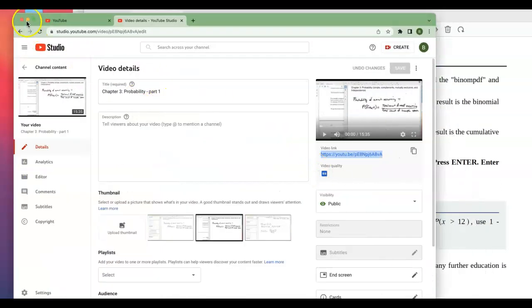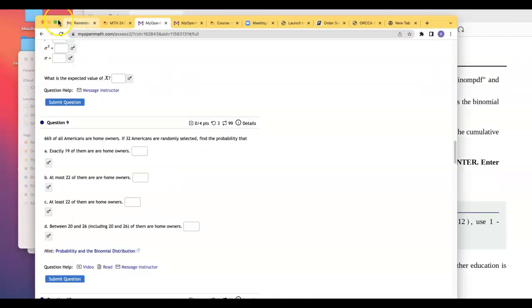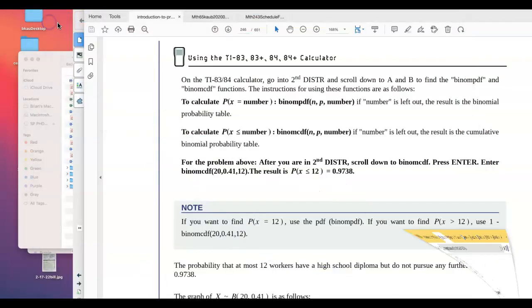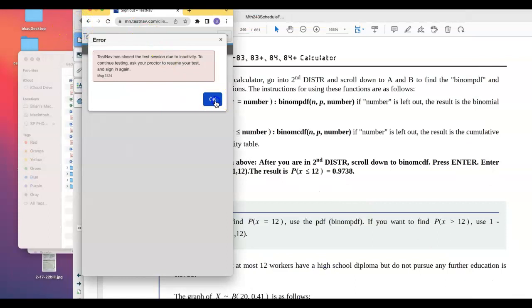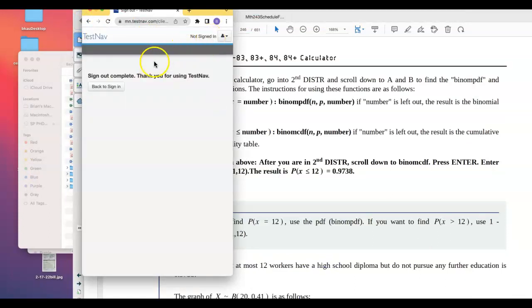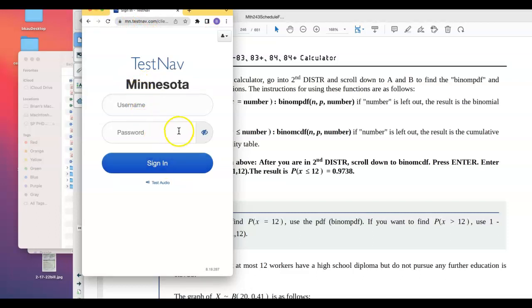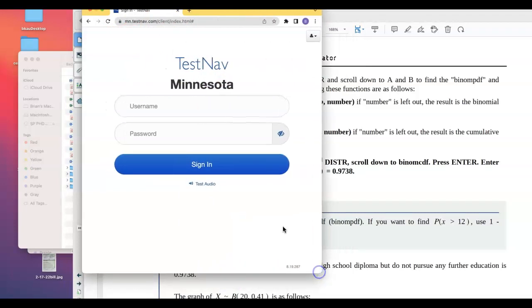No, that's not it. Okay, let's see if I can minimize some of these windows. Here it is, but it says that I need to sign back in, so we're going to just refresh this and see if that will work.